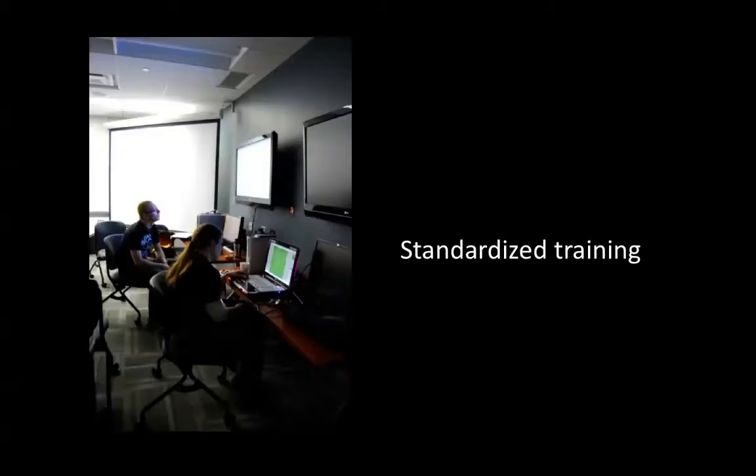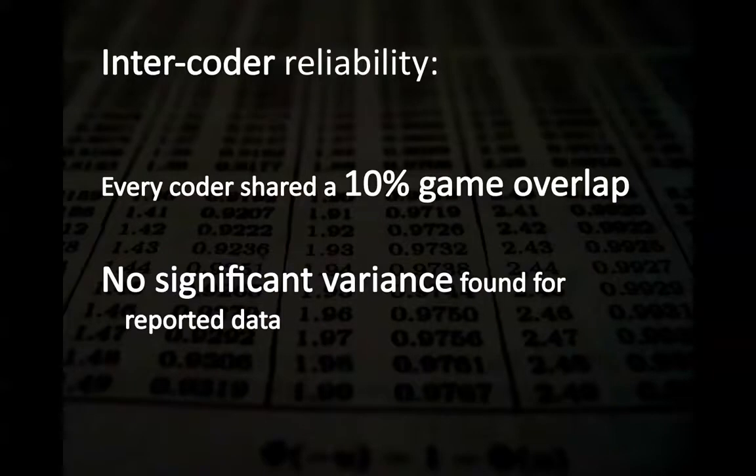We had 5 researchers entering their data in one relational database. They were all trained using standard tools, and we conducted a standardized training mechanism. We were concerned about making sure that there was reasonable intercoder reliability, so every coder shared a 10% game overlap. So every week when the researchers were coding their games, they were actually overlapping with about 10% of someone else's coding responsibility for that week. We noticed no significant variance statistically for the reported data.